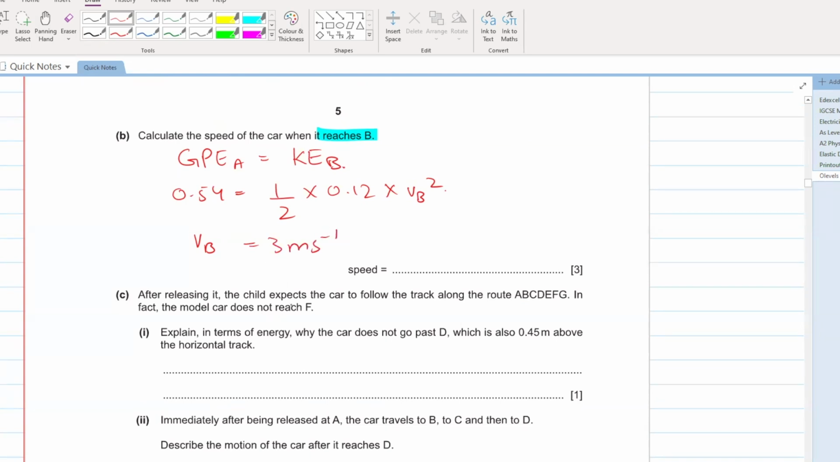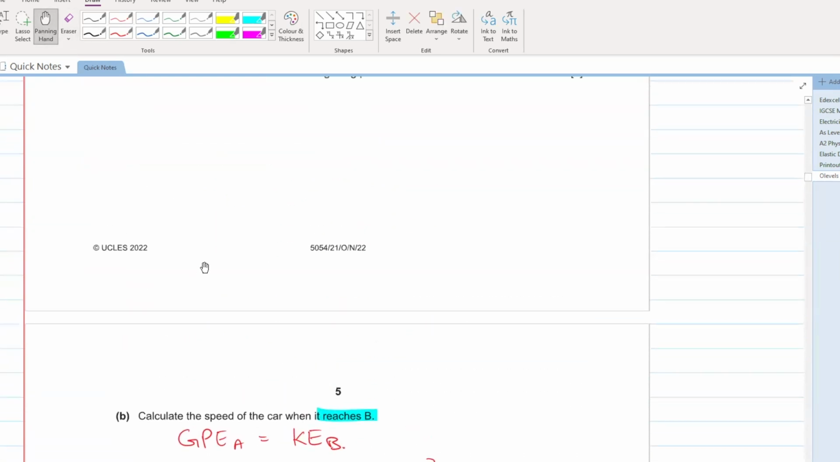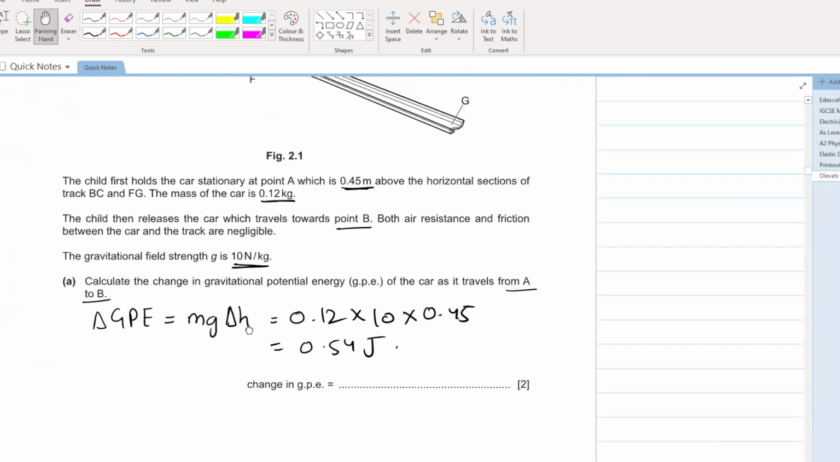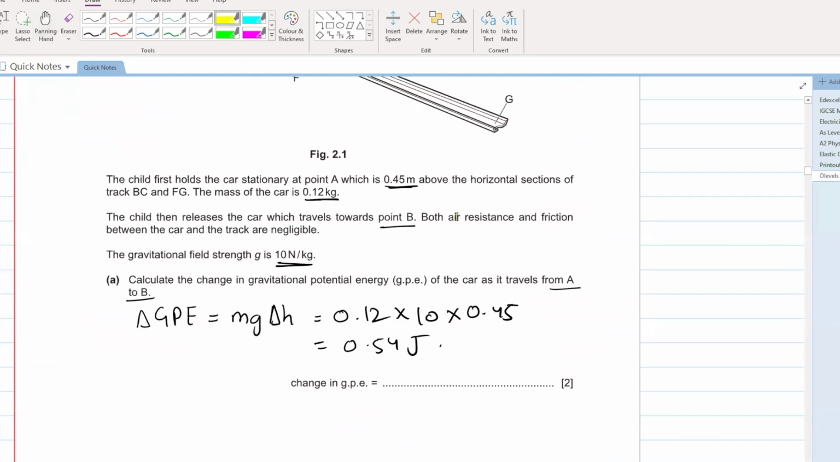After releasing it, the child expects the car to follow the track along the route A, B, C, D, E, F, G. In fact, the model car... Sir, a question. Yes, ask. Sir, the gravitational potential energy we have equated to kinetic energy, can we do this only when the body is coming down, or also when the body is going up? You can do it at any time, whether going down or coming up. You can apply it anywhere.